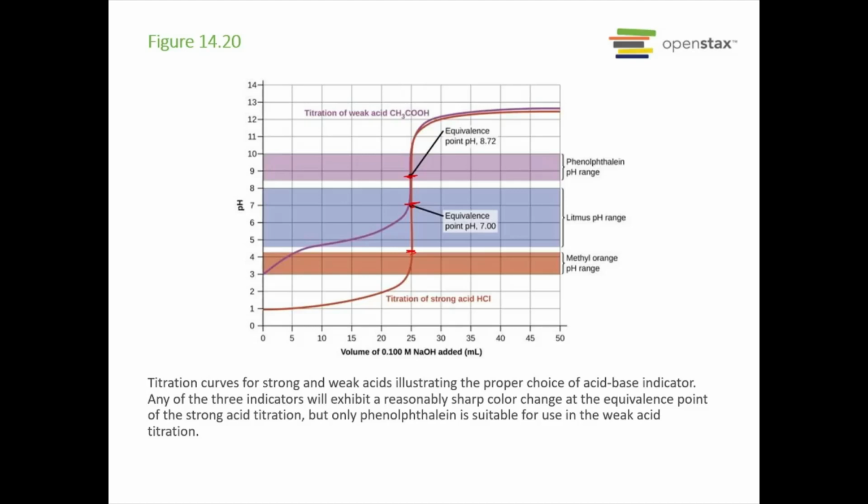But when you look at the weak acid, its equivalence point is all the way up here at 8.72. Phenolphthalein is the only one that changes color in that pH range. So none of the other indicators would work because they wouldn't give you the proper color change.